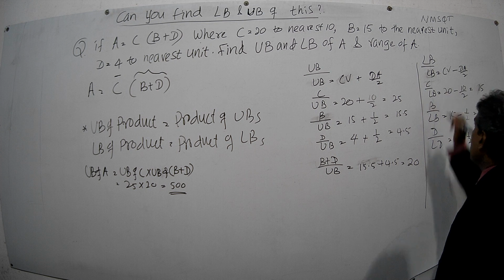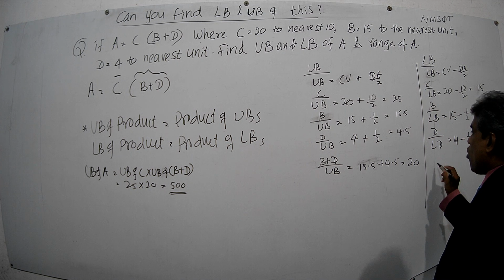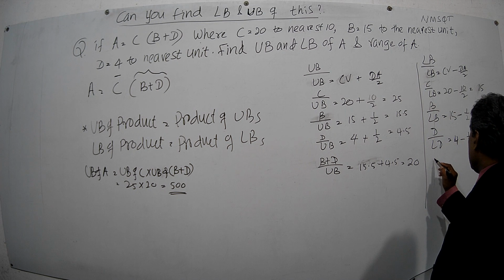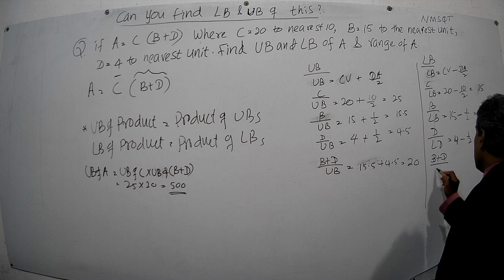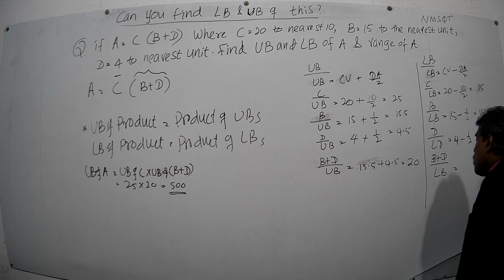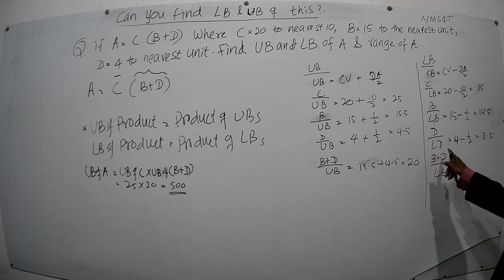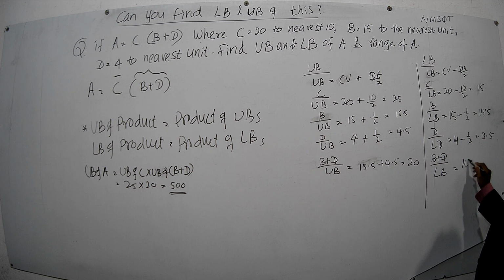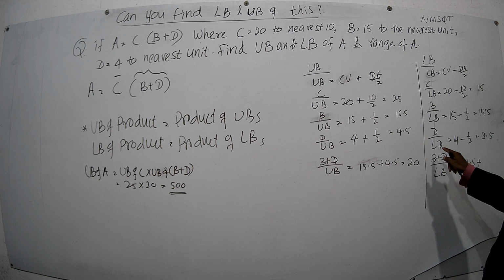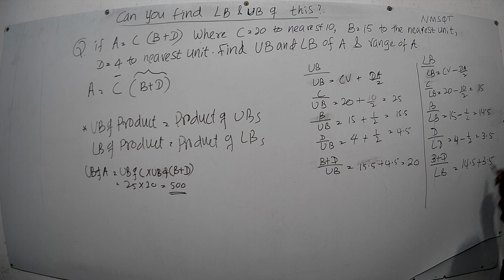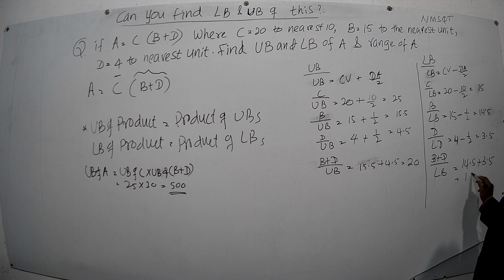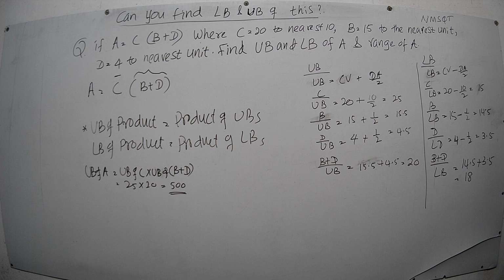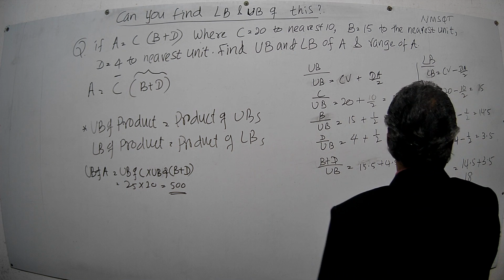inputs that we need. Then we have to find the lower bound of B plus D. What do you do to find it? You add the lower bound of B and the lower bound of D together. What is the lower bound of B? That is 14.5 plus the lower bound of D, which is 3.5. You add those two together. You get 18, right? Okay. Then the lower bound of B plus D is 18.